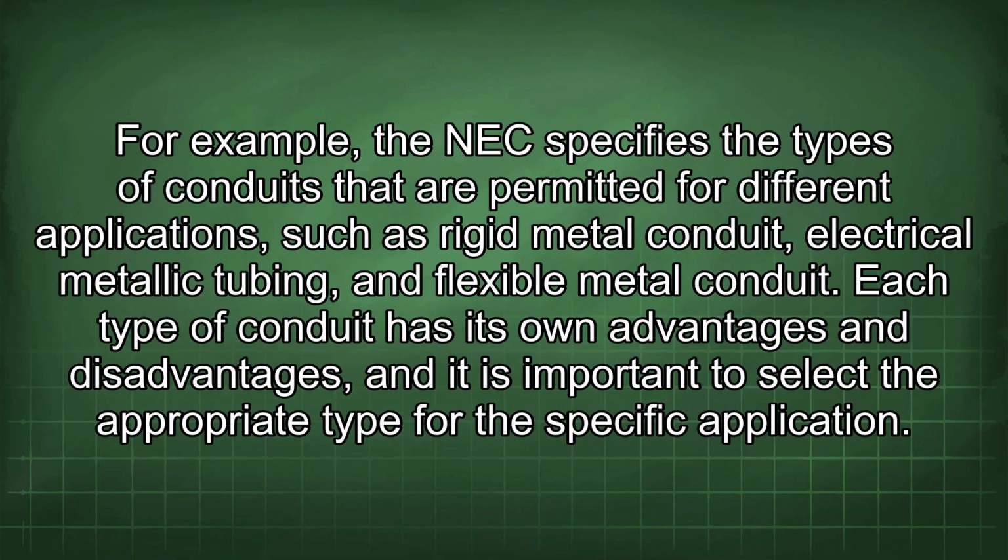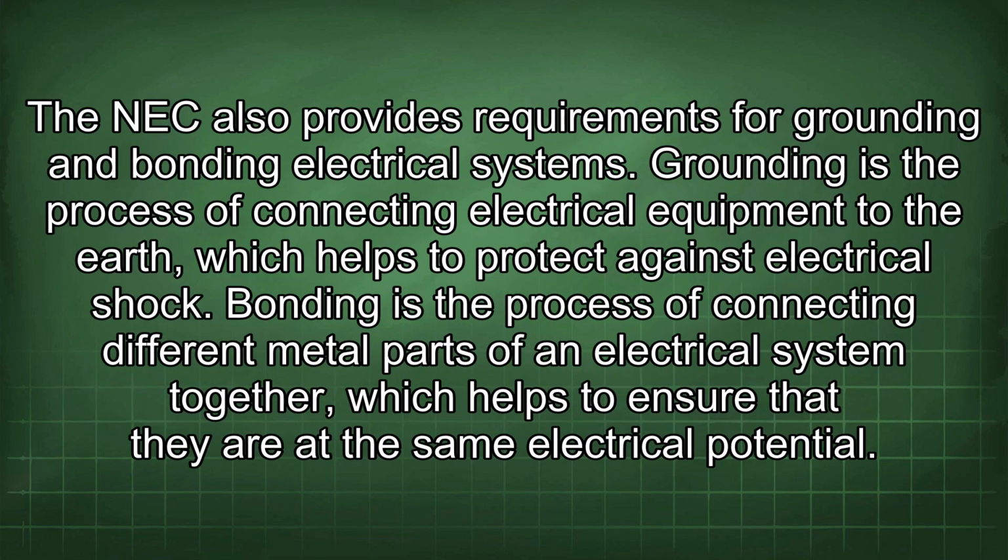For example, the NEC specifies the types of conduits that are permitted for different applications, such as rigid metal conduit, electrical metallic tubing, and flexible metal conduit. Each type of conduit has its own advantages and disadvantages, and it is important to select the appropriate type for the specific application. The NEC also provides requirements for grounding and bonding electrical systems.